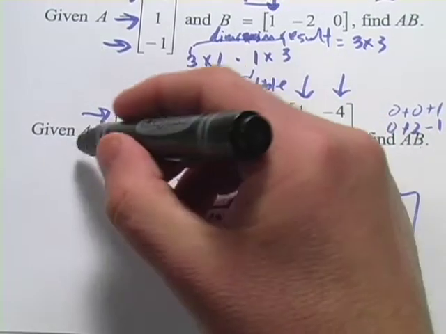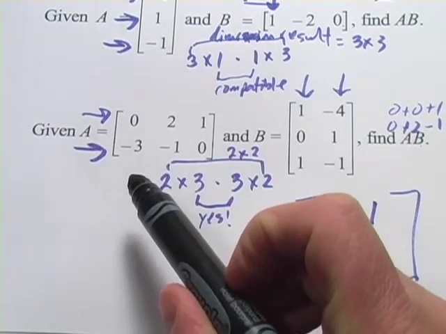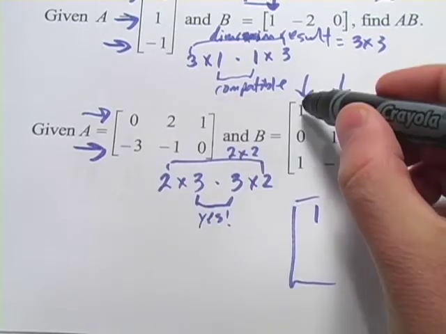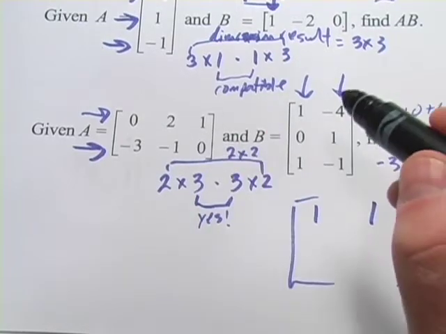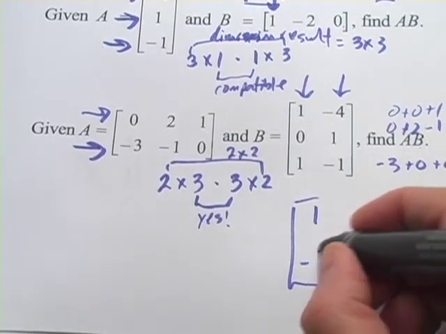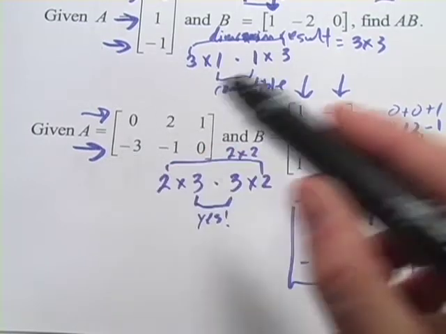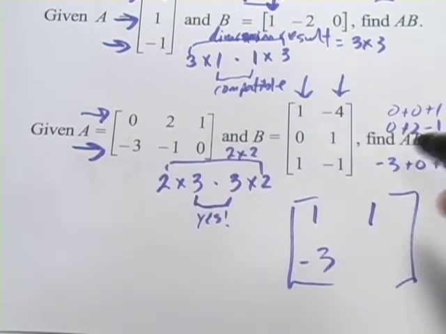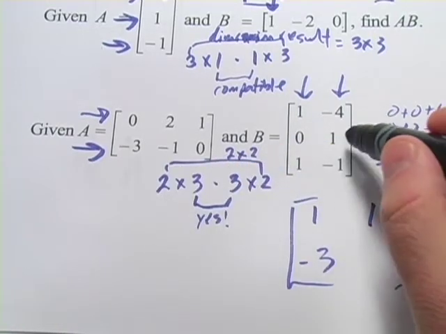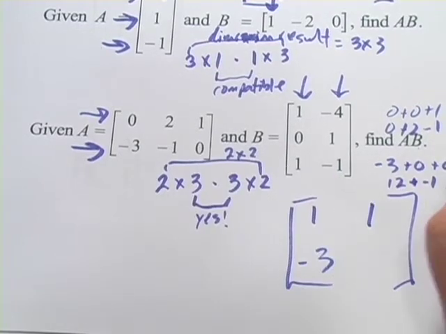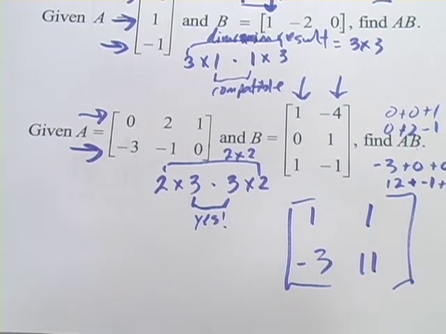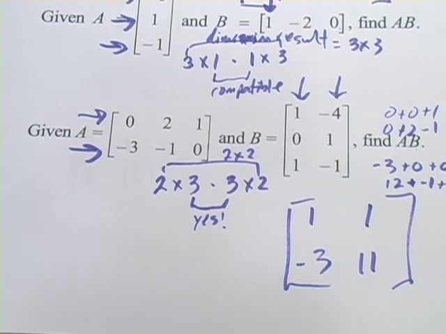Now let's find the second row here by taking the second row of our first matrix, and we'll multiply it by the first column. Negative 3 times 1 is negative 3. Negative 1 times 0 is 0. And 0 times 1 is 0. So that's negative 3. And then second row, second column. Negative 3 times negative 4 is 12. Negative 1 times 1 is negative 1. And 0 times negative 1 is 0. So 12 plus a negative 1, 12 minus 1, that's 11. And there's our answer for that one. So that is how to multiply one matrix by another.